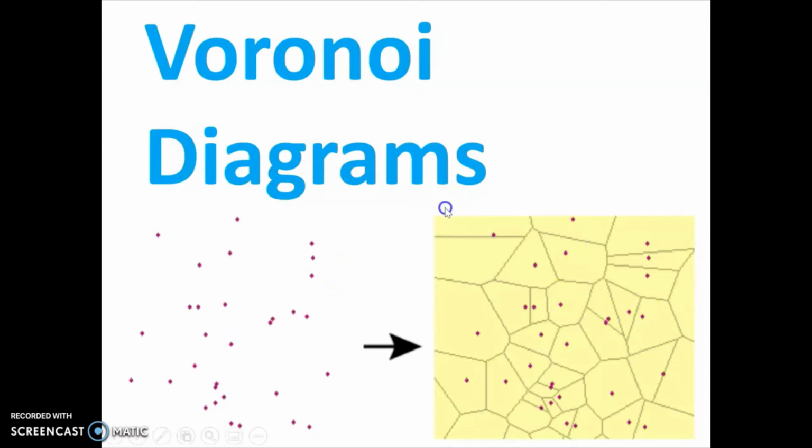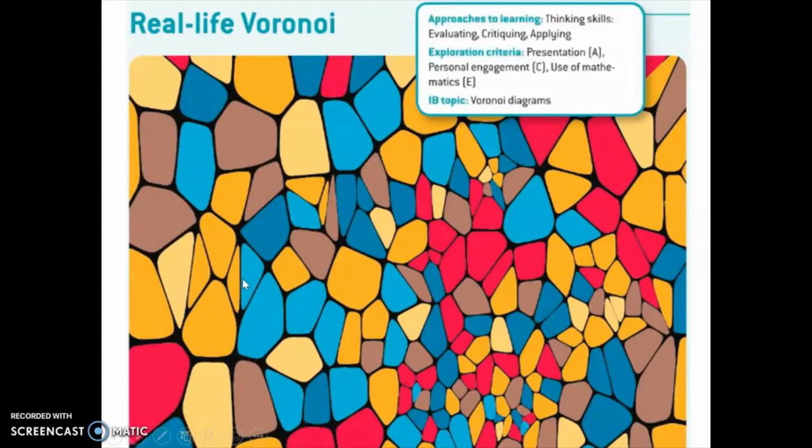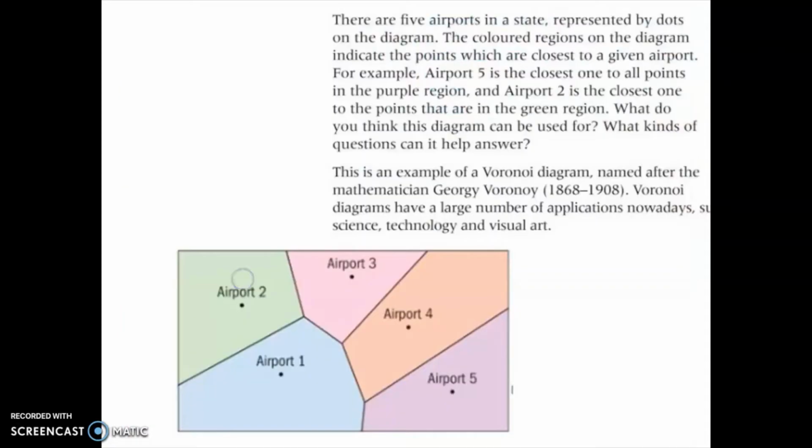Let's take a look. So Voronoi diagrams, let's talk about it. Here is an example of an application of Voronoi diagrams. Let's say there are 5 airports in a state, represented by dots in the diagram. So here I can see 5 airports. That might seem rare, but there are cities with that many airports. For example, London has lots of airports around it. Now the colored regions on the diagram indicate the points which are closest to a given airport. So this is a Voronoi diagram.